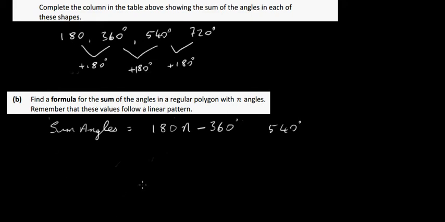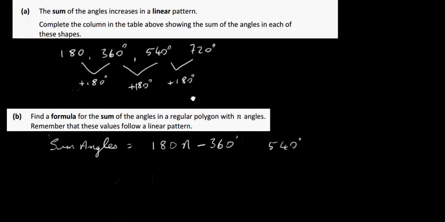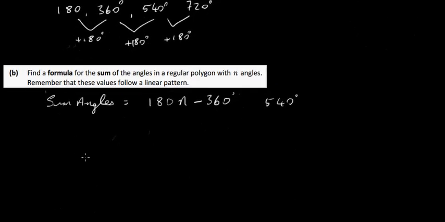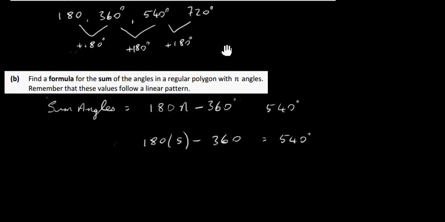Let's just see, does it work for the next one? Let's take n is equal to 5. We'll see if it works for the third one. So for n is equal to 5, the sum of the angles would be 180 times 5 minus 360. And if you do that, I'll just do it quickly on my calculator. 180 times 5 equals 900. Subtract 360 degrees, you get 540 degrees. So is the third term 540? Yes, it is. So this formula here does actually work for us.